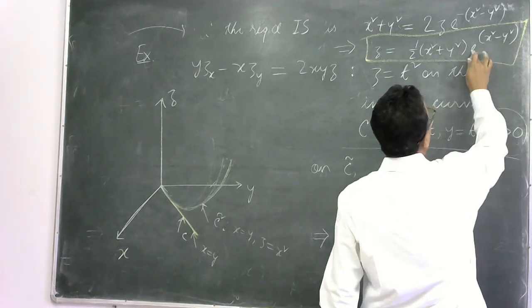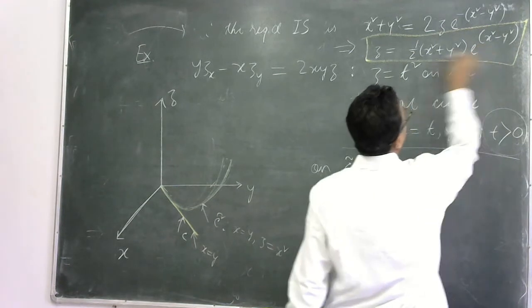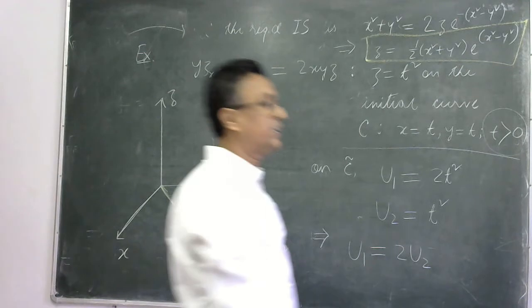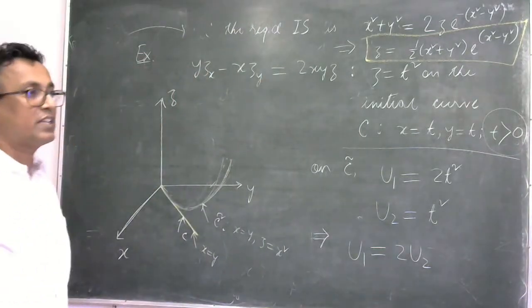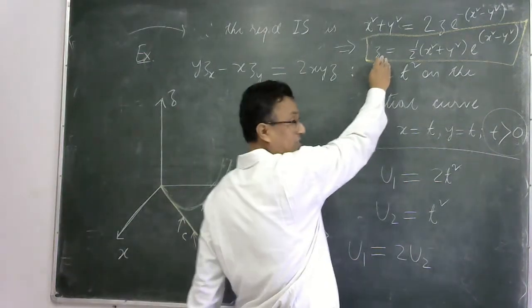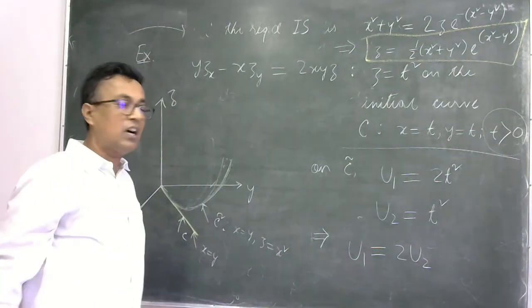Fine. And then e to the power 0 is 1, and then this is 2t square divided by 2, that is simply t square, right? So it is satisfied there. So that means the curve lies on this surface, isn't it? The curve lies on this surface.